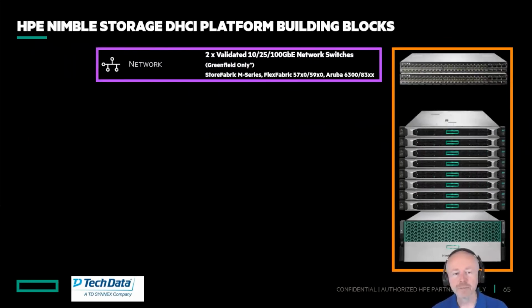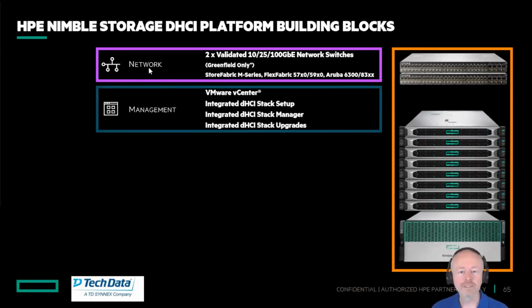Now, taking a look at the building blocks, if you're going to go for a dHCI solution, what is in there? There are network switches. We have multiple models, so the Aruba 6300 and the 8360, for instance. We have the FlexFabrics, which are the Comware switches 5.7 and 5.9 series. And also very popular today are the StoreFabric M series, which are the Mellanox switches. The SN2010, for instance, is the most sold switch today in a dHCI solution because they're very affordable and very performant, very low latency switches as well.